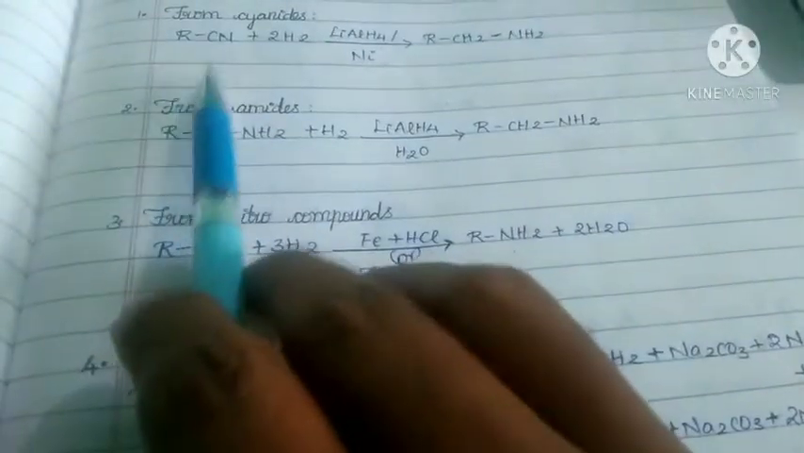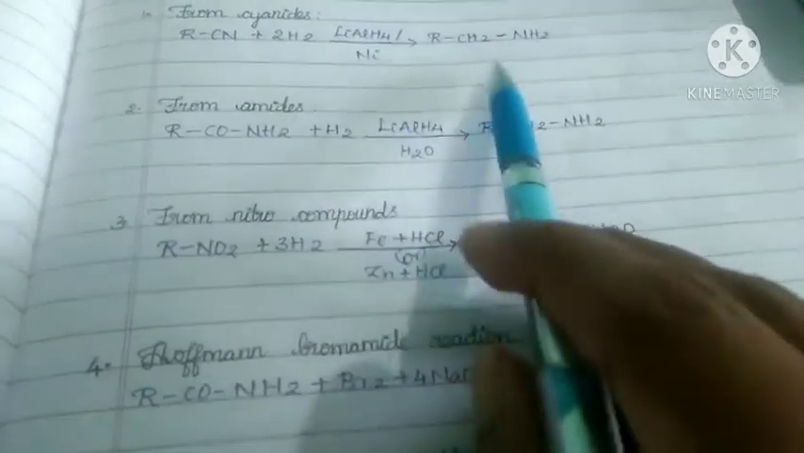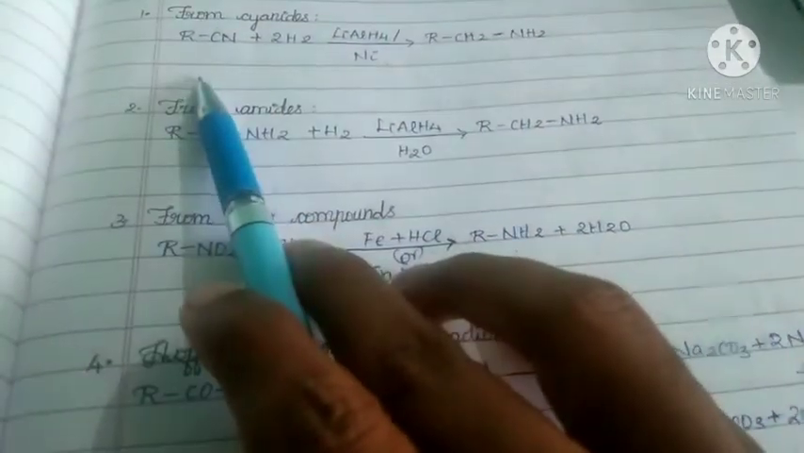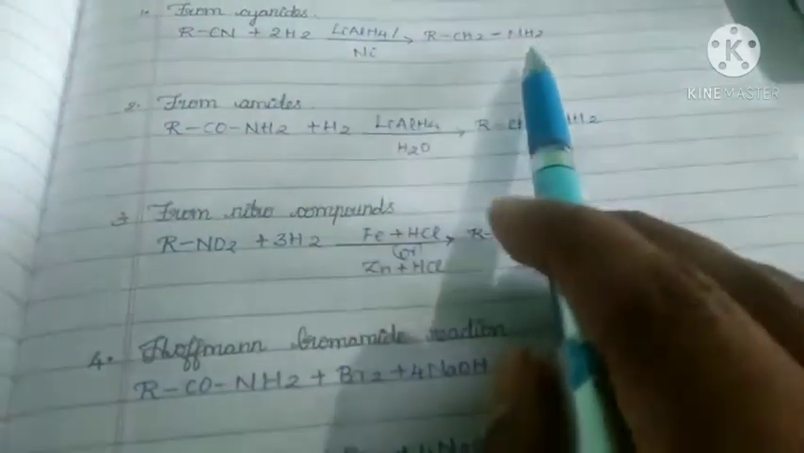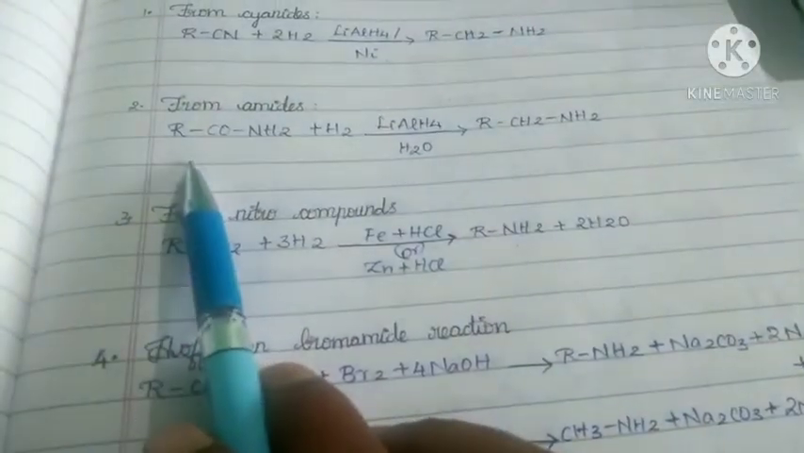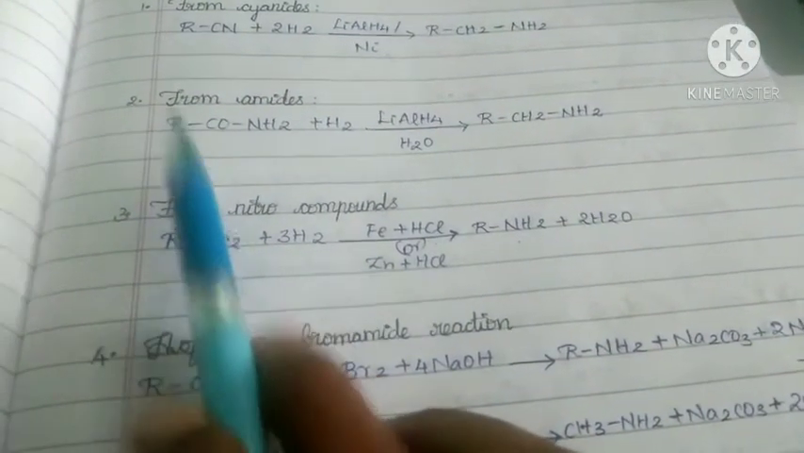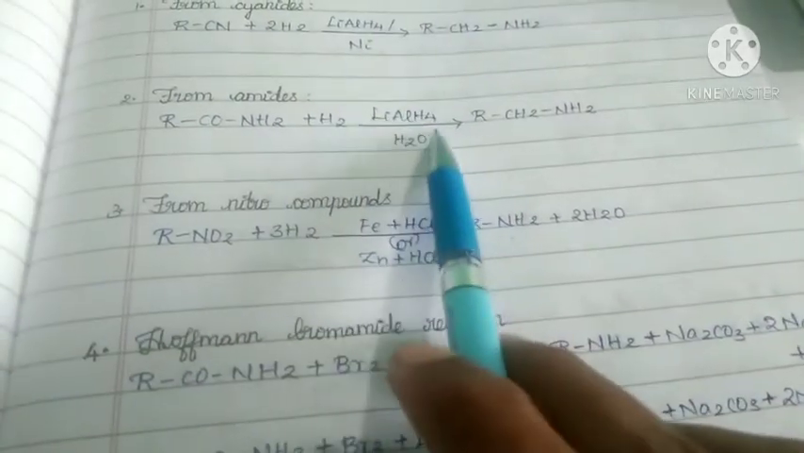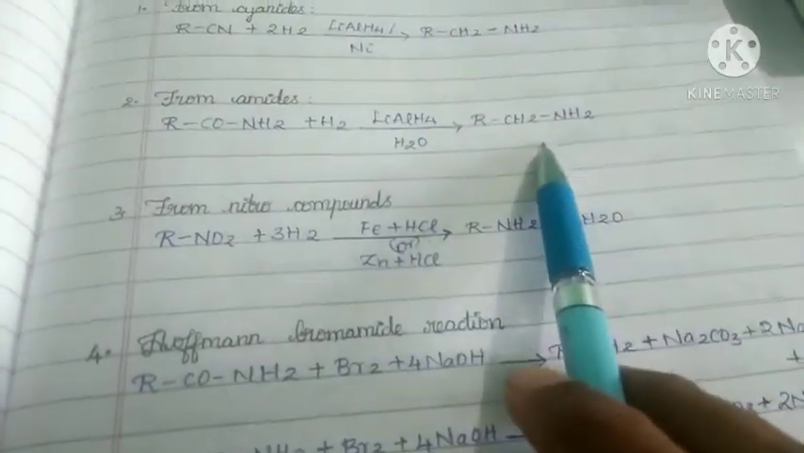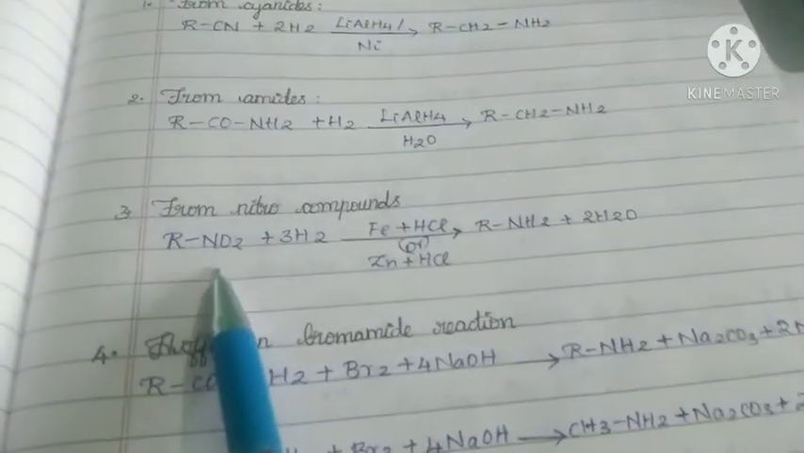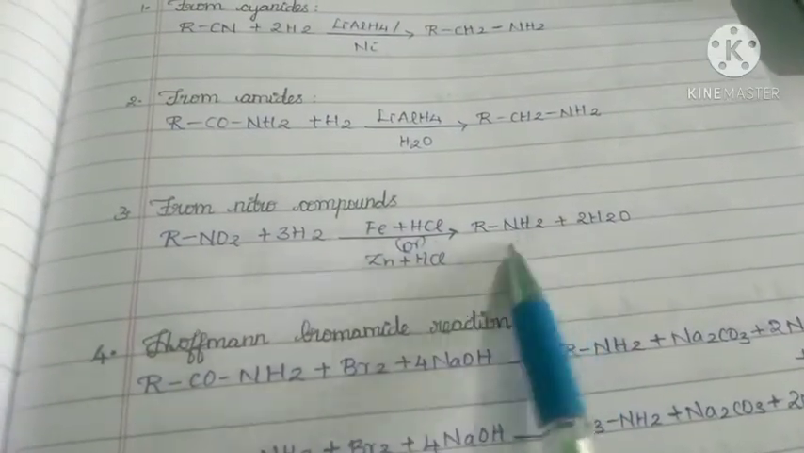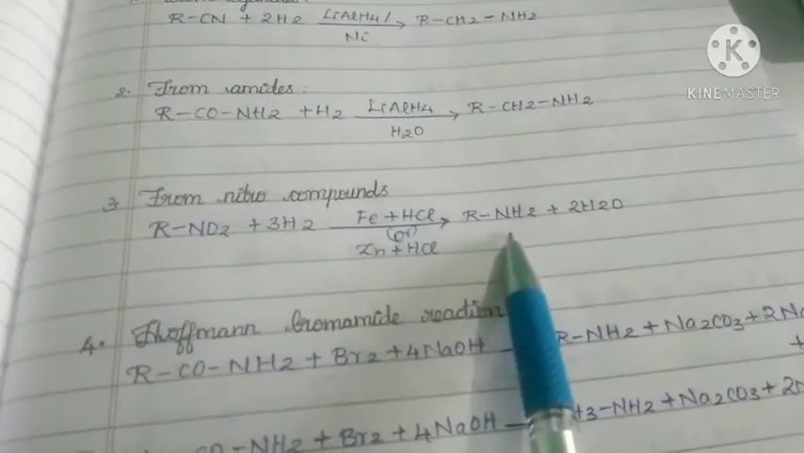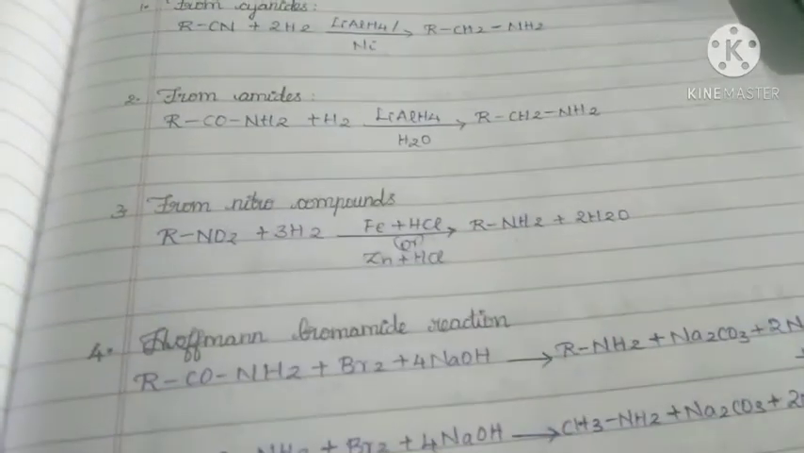Suppose methyl cyanide undergoes reduction in the presence of LiAlH4, then you get what? Ethylamine. Suppose ethyl cyanide undergoes reduction, then you get 1-propanamine. Suppose acetamide, that means CH3CONH2, undergoes reduction in the presence of LiAlH4, then you get what? Ethylamine. If nitromethane undergoes reduction, then you get methylamine. If nitroethane undergoes reduction, then you get ethylamine. You have to remember like that.